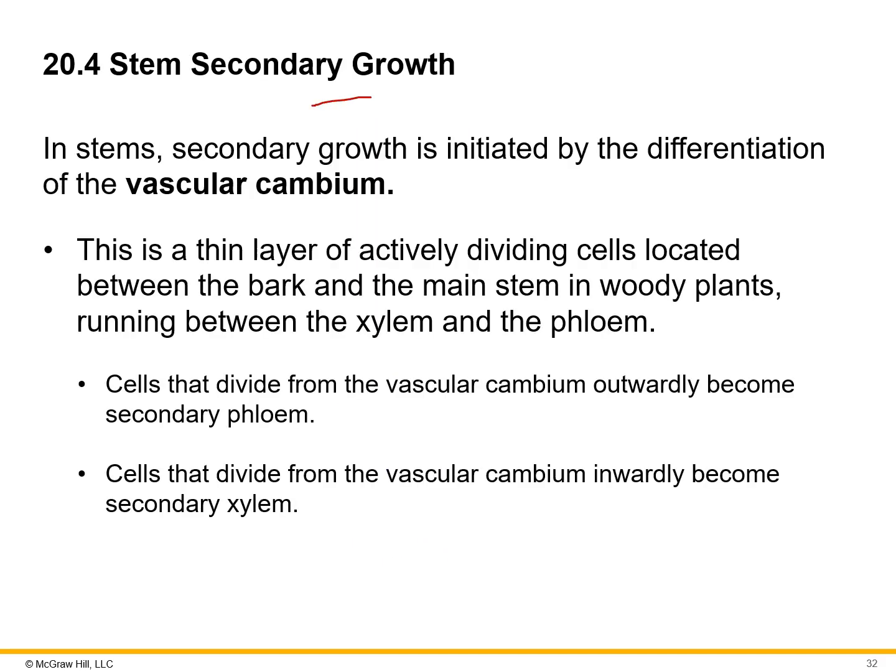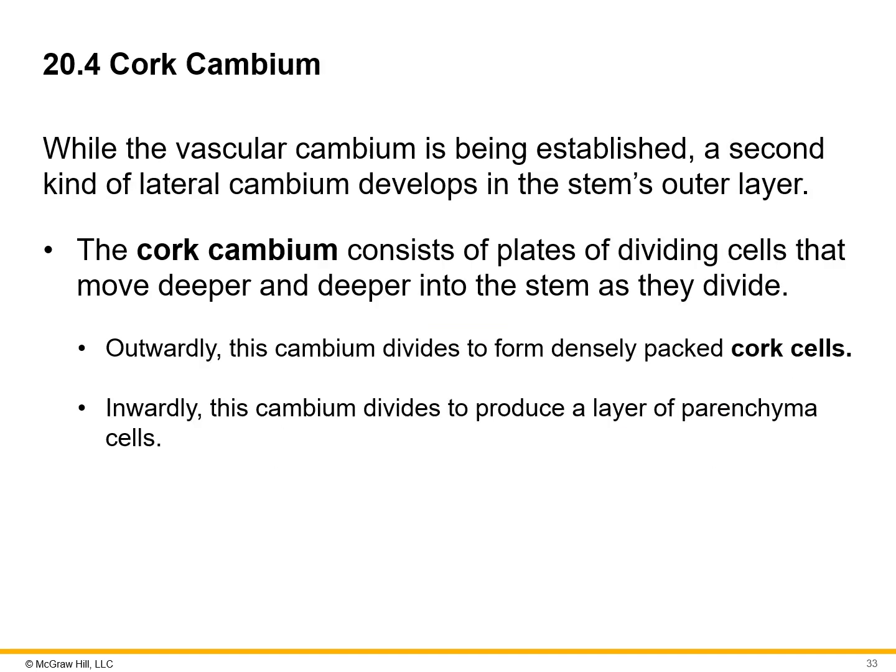Then that secondary growth. So again, this is initiated by the vascular cambium, which is that thin layer of actively dividing cells between the bark and the main stem of that woody plant. So it's right in between the xylem and the phloem. So these cells divide outwardly to become the secondary phloem, and then inwardly, those become the secondary xylem. So out becomes phloem, inward becomes xylem.